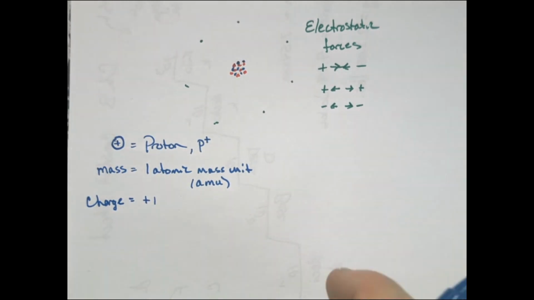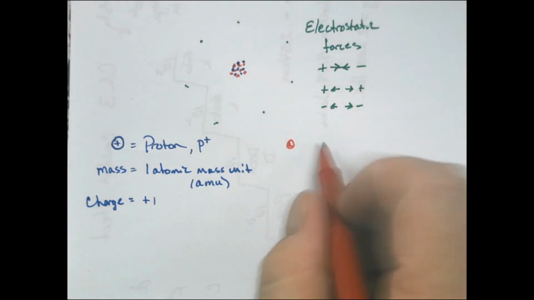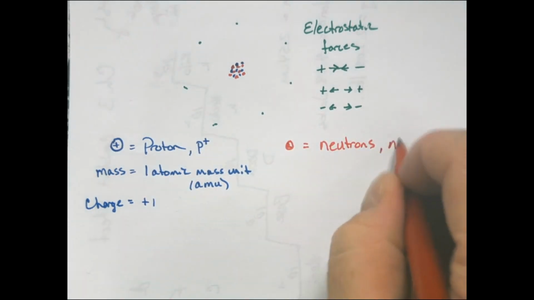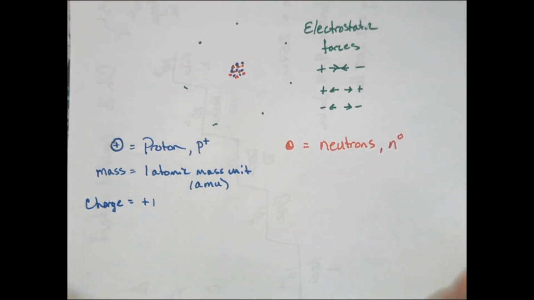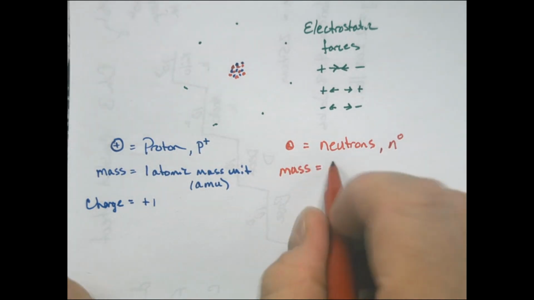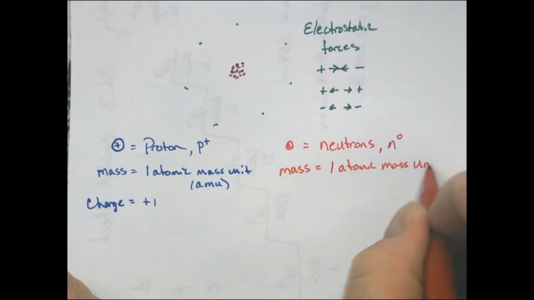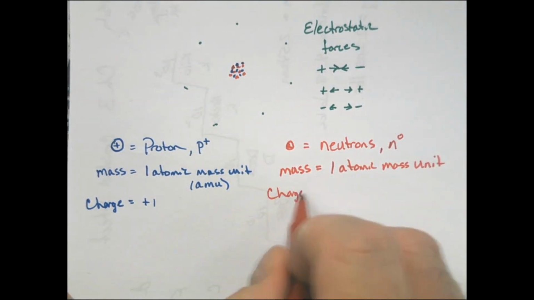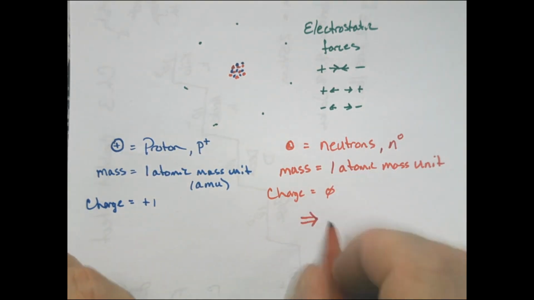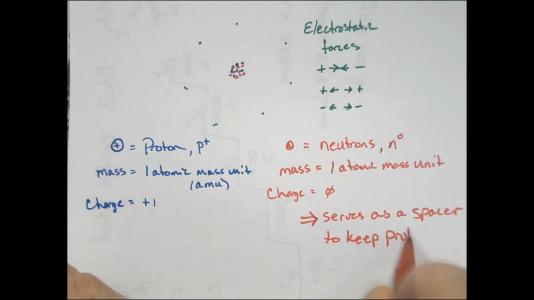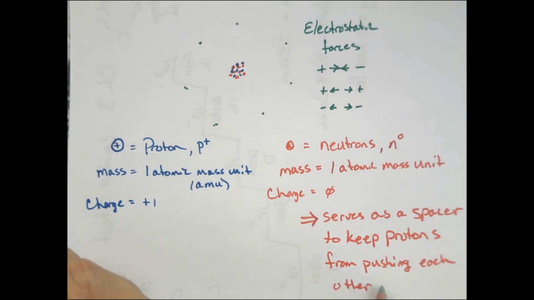The red things, also in the nucleus, are neutrons. For neutrons, I use the symbol N0, or sometimes you'll just see it as N. The 0 represents that it has no charge. It also has a mass equaling 1 atomic mass unit. It has a charge equal to 0. There is no charge on a neutron. The neutron's purpose is that it serves as a spacer to keep protons from pushing each other apart.